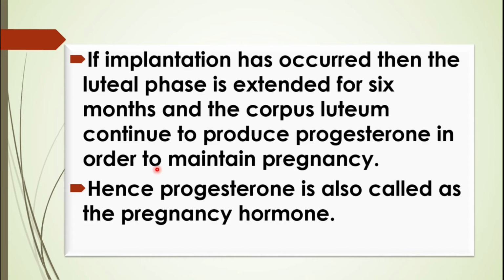So if implantation has happened, the luteal phase is extended to 6 months because for the 6 months, the corpus luteum has to produce progesterone, which is needed to maintain pregnancy. And because of this particular function, progesterone is also called the pregnancy hormone.